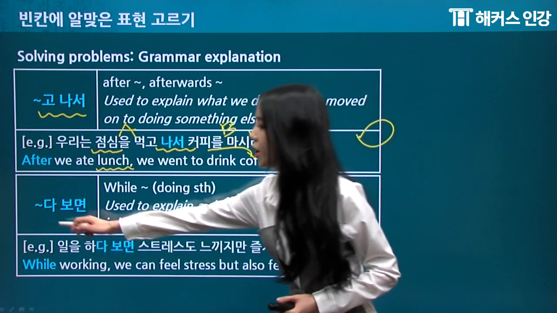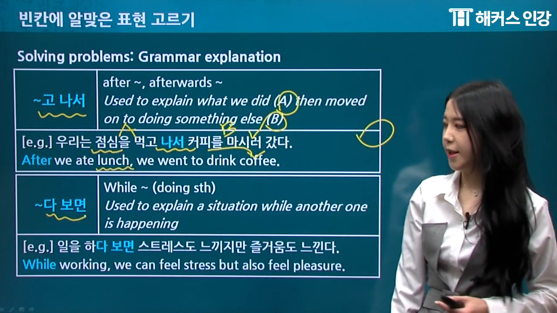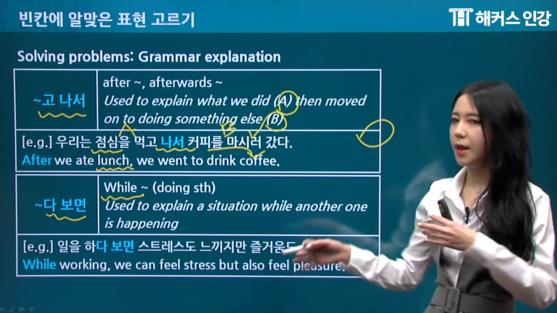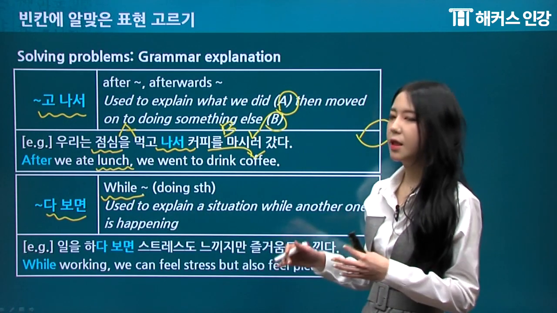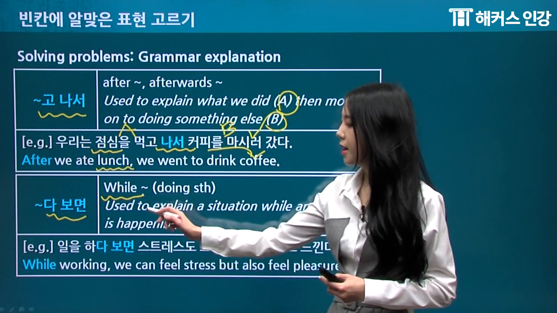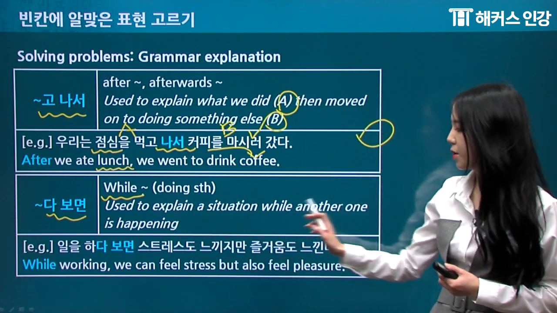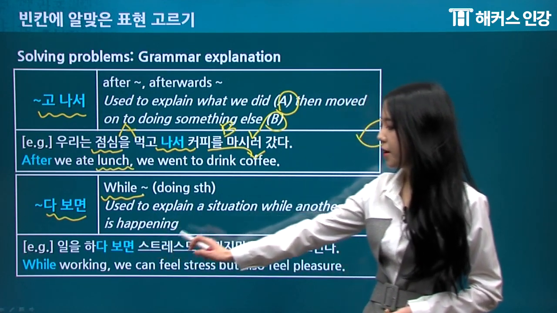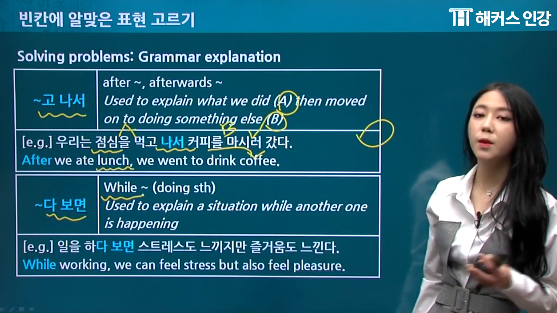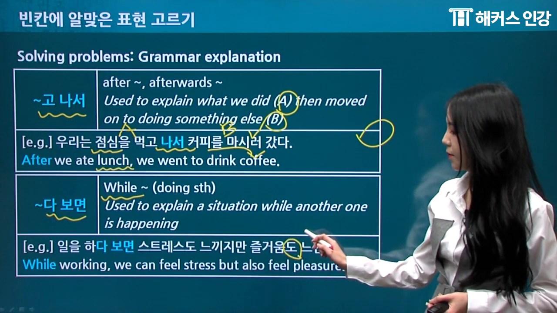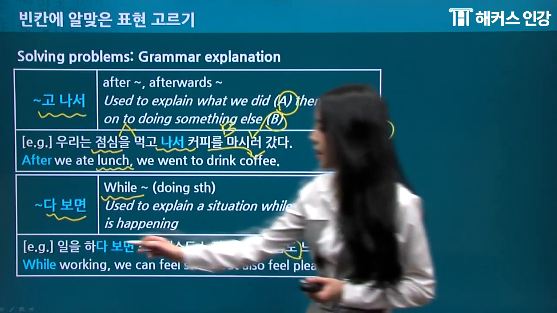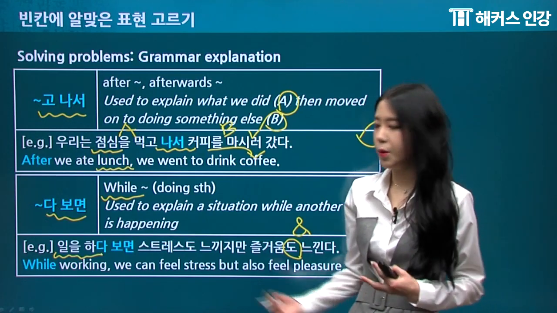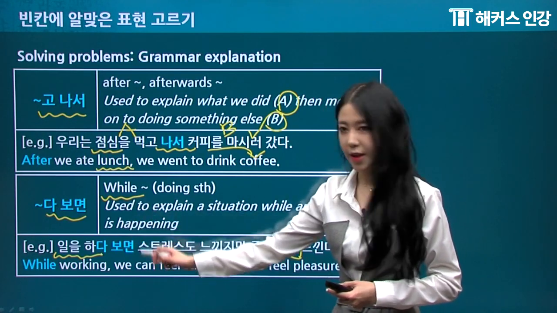The last option, 다 보면, right? Which is while doing something. While I'm doing something, I'm also doing something. It's a continuous phrase. This phrase is used to explain a situation while another one is still happening. For example, 일을 하다 보면 스트레스도 느끼지만 즐거움도 느낀다. 도 is also, so and, right? 일을 하다 means to work. 일 is work, 하다 is do. So, while working.